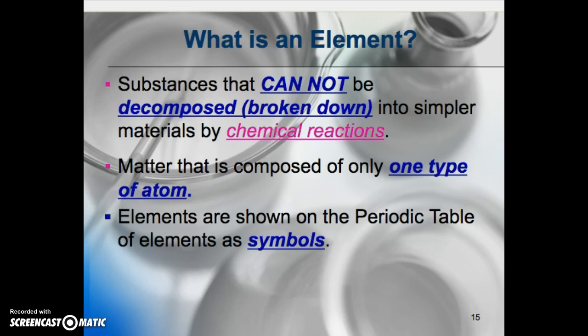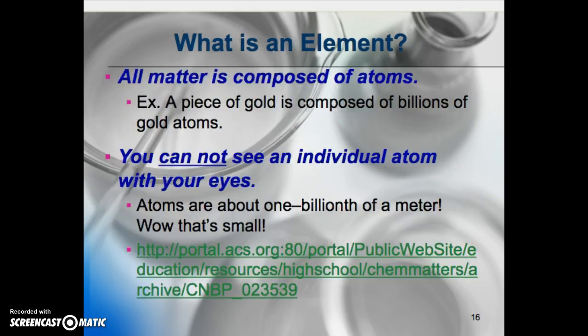Elements are composed of only one type of atom. So for example, if I had a piece of gold foil, the gold foil would be made up of billions of atoms. Each atom would be gold, but we can't break the gold down into anything simpler.